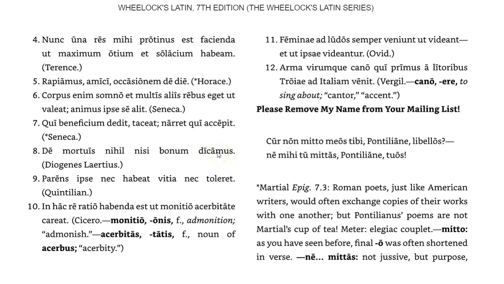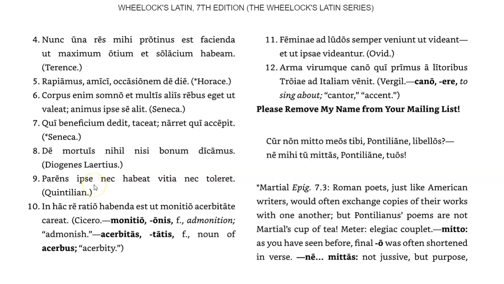So let us speak, dicamus, nothing, nihil, except, nisi, good, bonum, or literally nothing except good, nihil nisi bonum, and then this is our object, about the dead. As we mentioned earlier, de is always followed by the ablative, so second declension ablative plural is is.